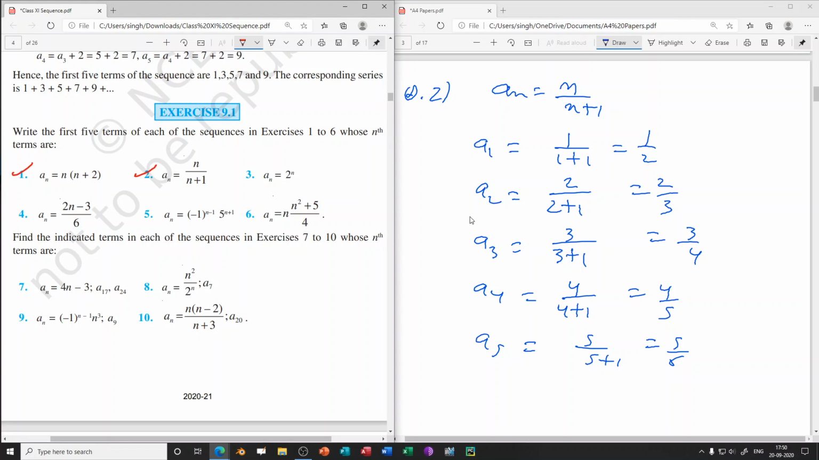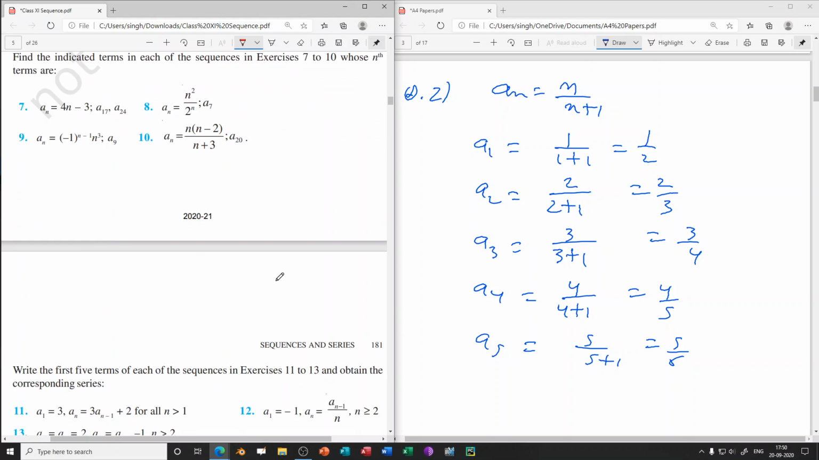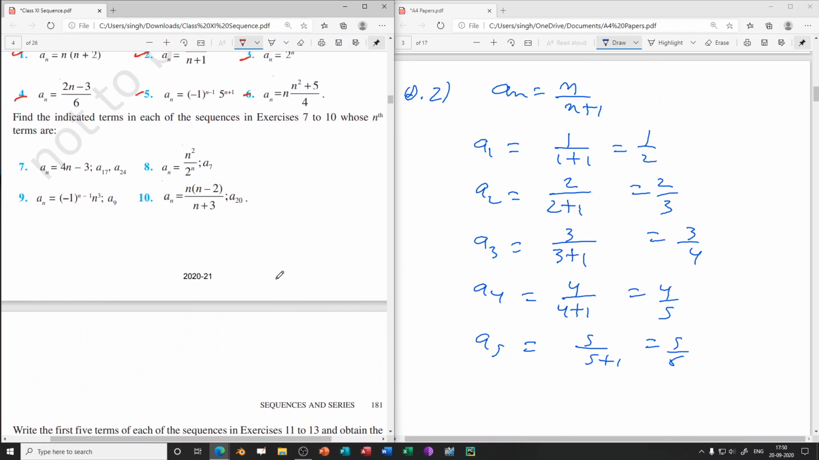And the same way you all will be doing question number 3, then 4, 5, 6, 7, 8, 9, 10, all. Yes, till 10 you will be doing all the questions. It all will be for self trial. They are very simple questions. Simply you have to substitute the value of n.